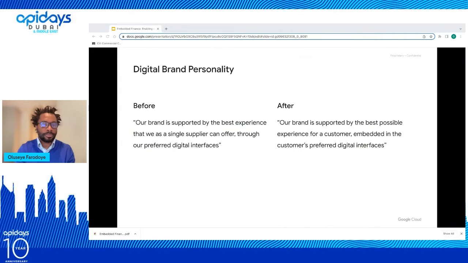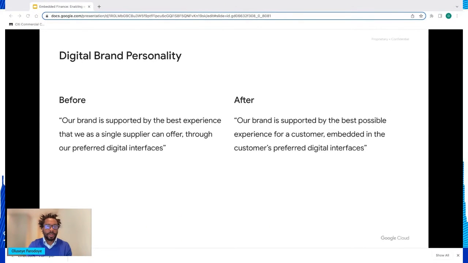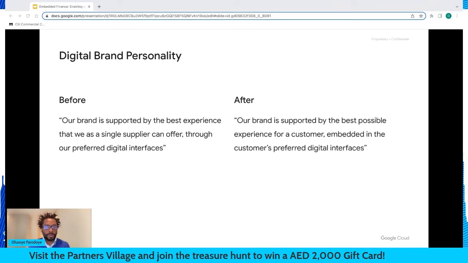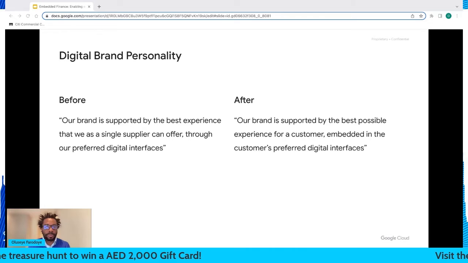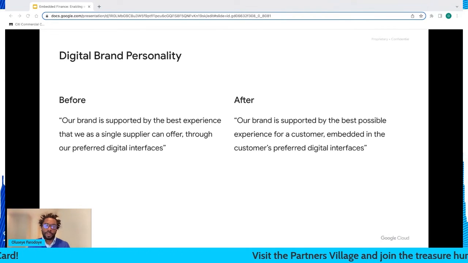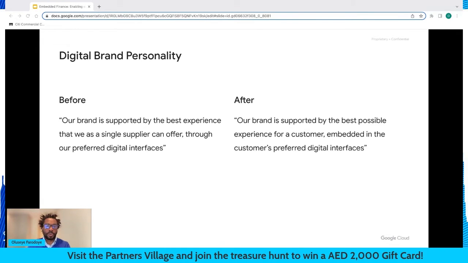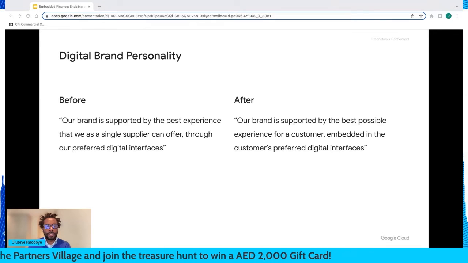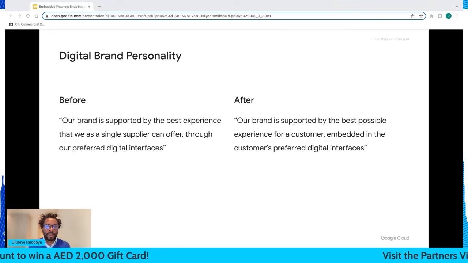So before, a typical statement from a bank would be, our brand is supported by our best experience, we're a single supplier, we want to offer the best app within the industry. So banks have invested a lot of money, a lot of resources in ensuring that they've got a robust digital app or website to offer their services to their customers. But that's not enough. To ensure that you grow and scale out and meet customers where they are, you need to change your brand and personality to meet the customers at their preferred digital interface.